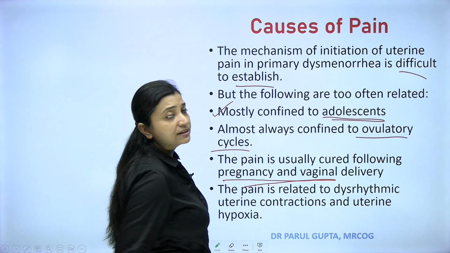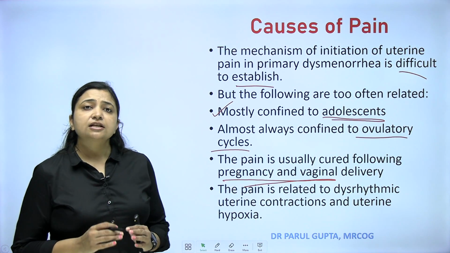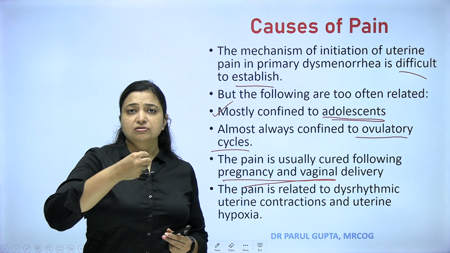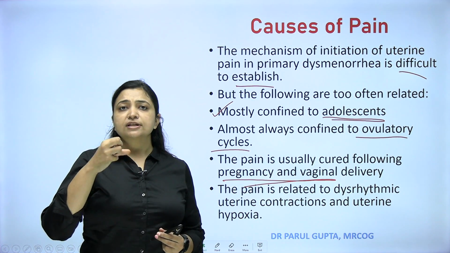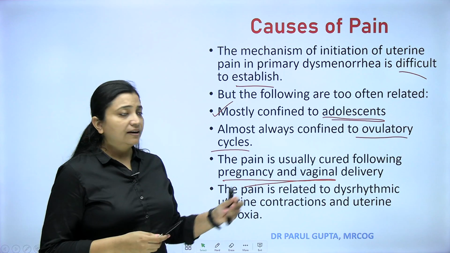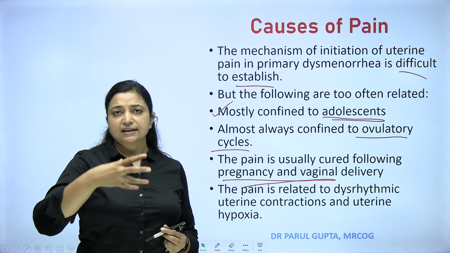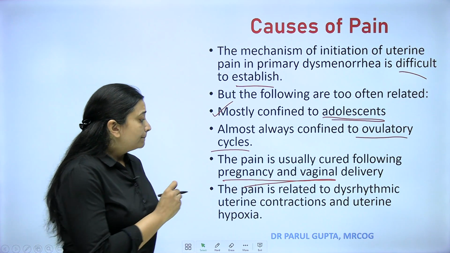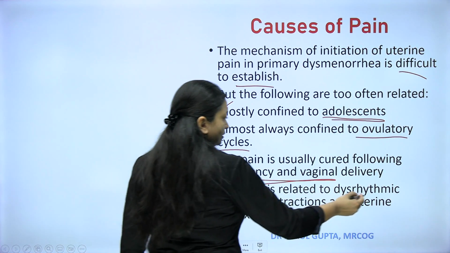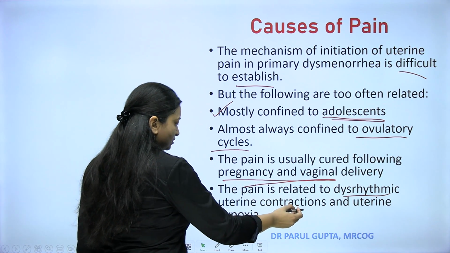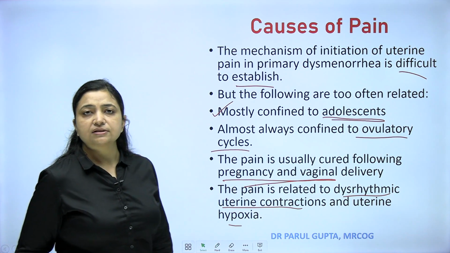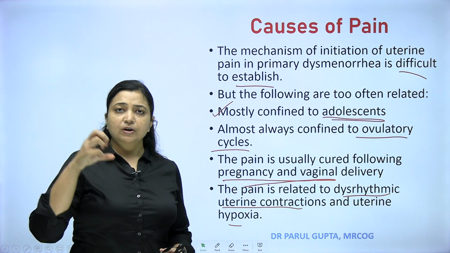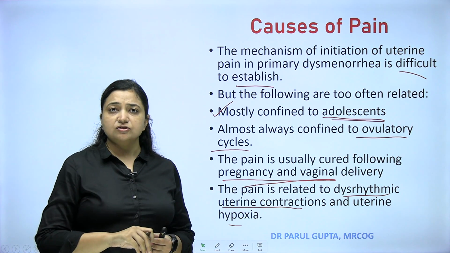Vaginal delivery is necessary because in the theories we will study that cervical stenosis, or tightness of the muscles of the cervix, leads to dysmenorrhea. But once there is vaginal delivery, the cervix becomes lax and patulous. The pain is related to dysrhythmic uterine contractions and uterine hypoxia. Dysrhythmic uterine contractions means it is not a normal propulsive action; there is no rhythm.